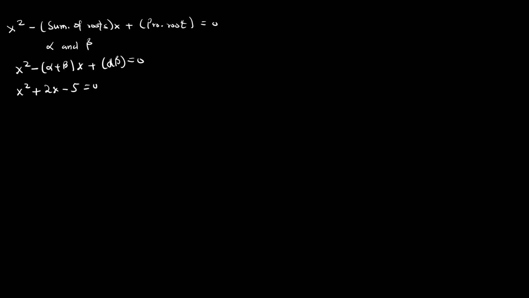Now when we compare these, we know that x squared here is x squared here, and then this is this one here, and the negative 5 is the product in here. So by comparing, we can say negative (alpha plus beta) is equal to 2, and alpha beta is equal to negative 5. So in this case that we have the sum here and the product here, we can say alpha plus beta is equal to negative 2, then alpha beta is equal to negative 5.